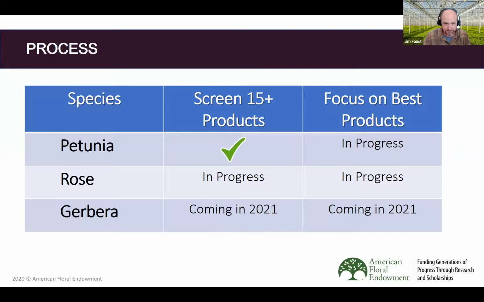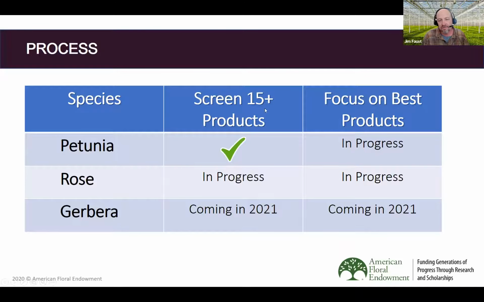So what we've been doing is looking at various products, most of them being biological control products that we would consider alternatives to traditional chemical fungicide treatment for botrytis. The process we're going through in this whole project is to look at basically 3 species: petunia, rose, and gerbera. Initially we started screening 15 products, and we're adding new ones as they come to light and we need to consider them.